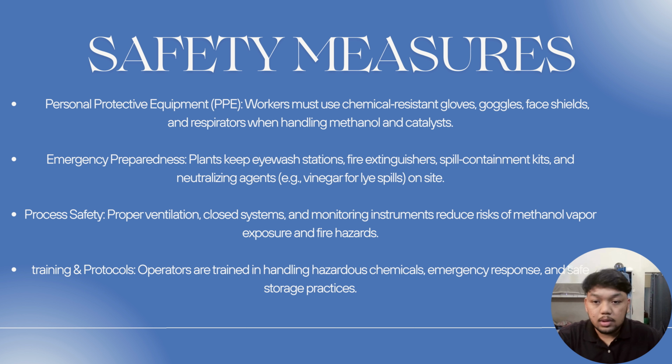Safety measures. Personal protective equipment (PPE). Workers must use chemical resistant gloves, goggles, face shield, and respirators when handling methanol and catalysts. Emergency preparedness. Plan keep eye wash station, fire extinguisher, containment kits, and neutralizing agents. Third, process safety. Proper ventilation, closed system, and monitoring instrument reduce risk of methanol vapor exposure and fire hazards.